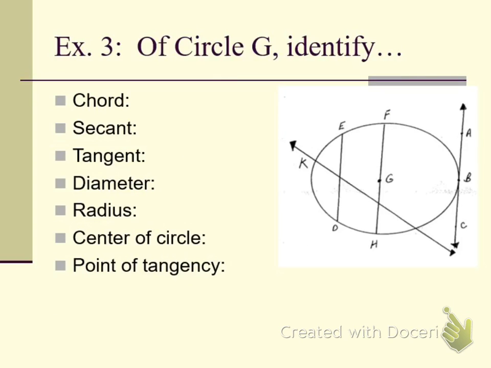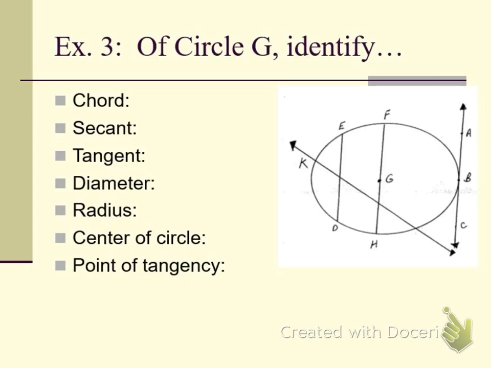All right, so on this last one, now we're going the other direction. On this last diagram, we are given all of these words, definitions, objects, and we have to identify an example of that object from the diagram that they gave us. So two things I want to point out. First of all, they called this circle G. We name circles by their center. So that's why they called it circle G. Circles are named by their center. So that might help you out for one of those.